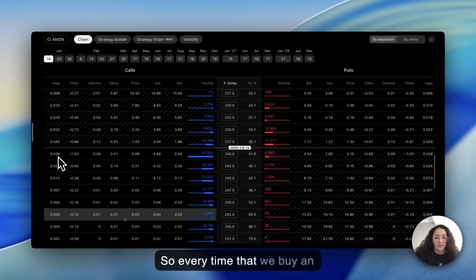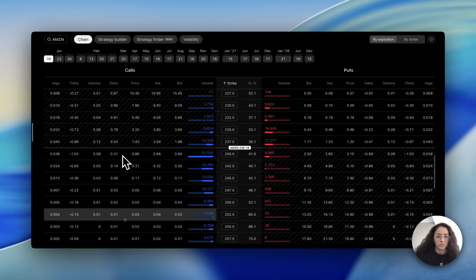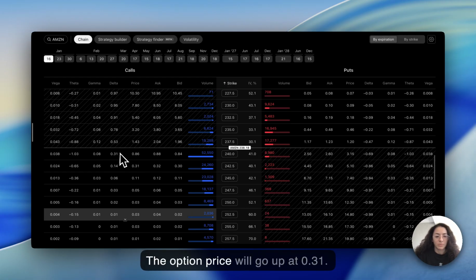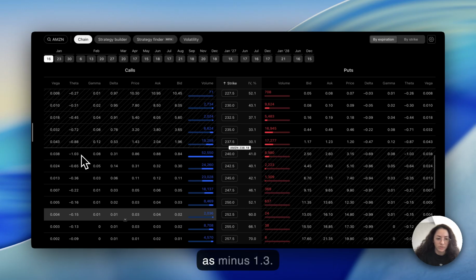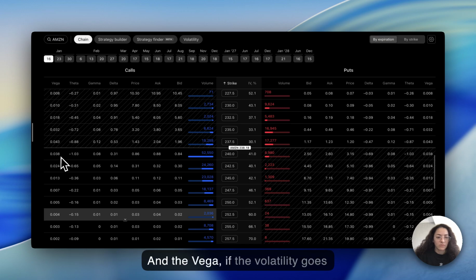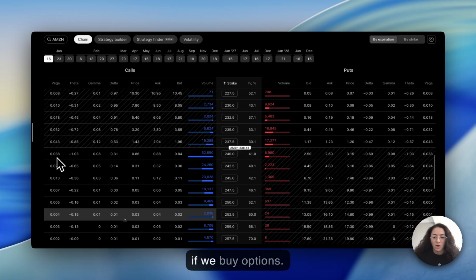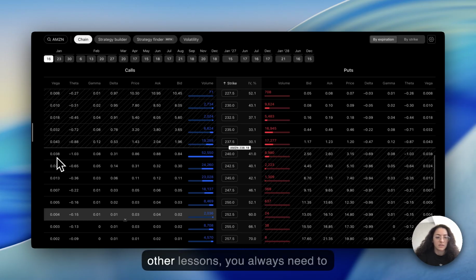So every time that we buy an option, let's say we buy call options at 240, and the stock price moves $1, the option price will go up 0.31. The time decay will be subtracted as minus 1.3. And the Vega, if the volatility goes up 1%, at the same time is going to go up by this amount. So we always have to consider that if we buy options. That's something we're going to discuss further in other lessons. You always need to buy yourself enough time for the option to move in value.